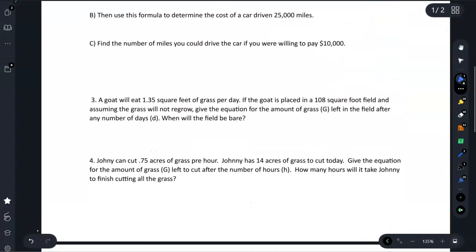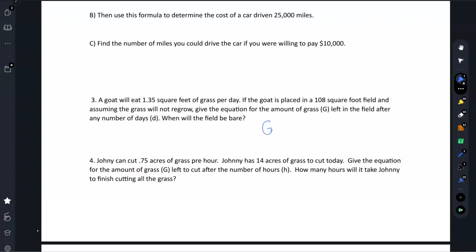I'm going to go to number 3. It says a goat will eat 1.35 square feet of grass per day. If the goat is placed into a 108 square foot field, and assuming the grass will not regrow, give the equation for the amount of grass, G, left in the field after a number of days, D. When will the field be bare? So part 1 is give the equation.